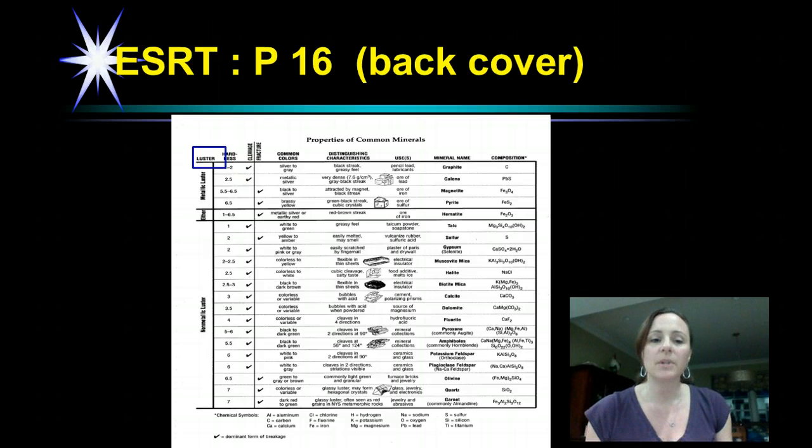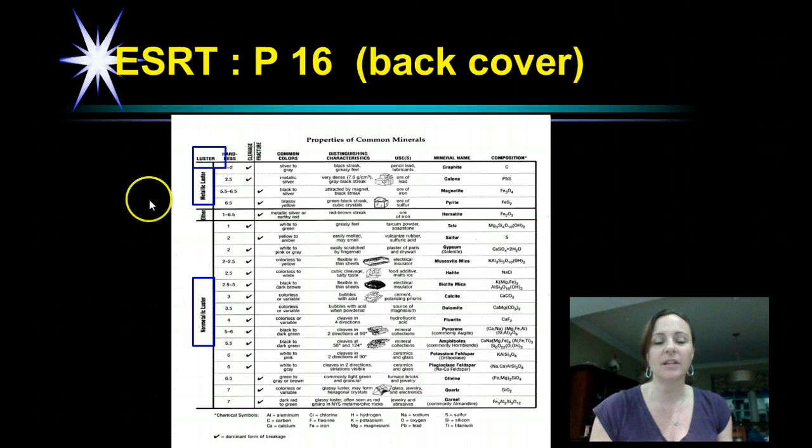Let's start with the mineral's luster. If you look, we have metallic and non-metallic. It goes along the left side column. So all of the minerals that we're going to be looking at that have a metallic luster will be located in this upper part of the reference table. Anything with a non-metallic luster, we look automatically down at the bottom.